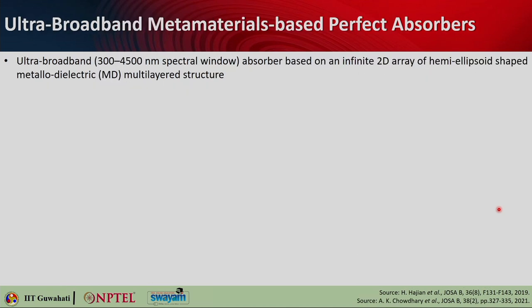Now, we understood how we can make narrowband and broadband absorbers. Now, we have to understand how we can make ultra broadband metamaterial based perfect absorbers. When I say ultra broadband, I am thinking of a window as large as 300 to say 4500 nanometer. So, it starts from UV, visible, near infrared, and then short and mid IR, something like that. So, it is catering to a very, very broad band, and these are the structures we call ultra broadband absorbers.